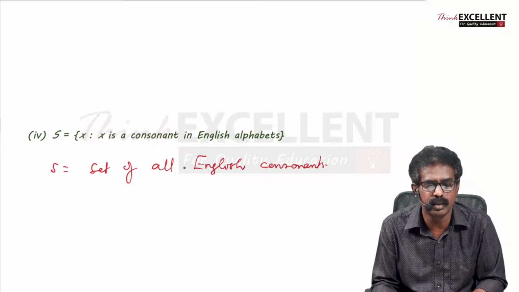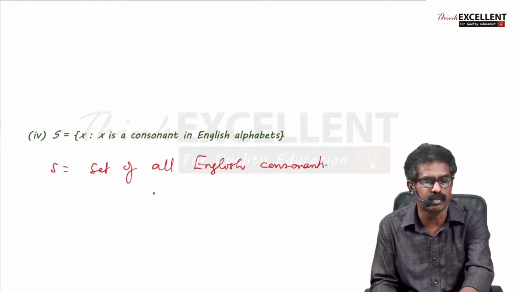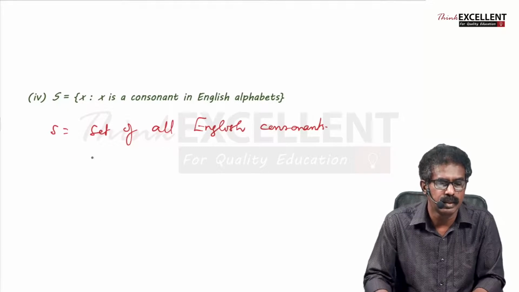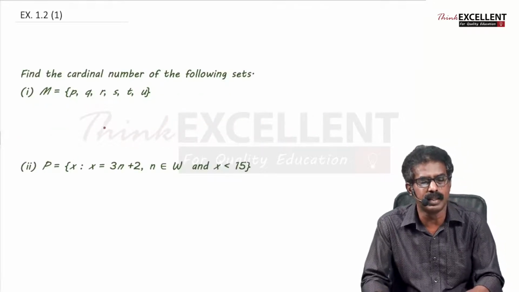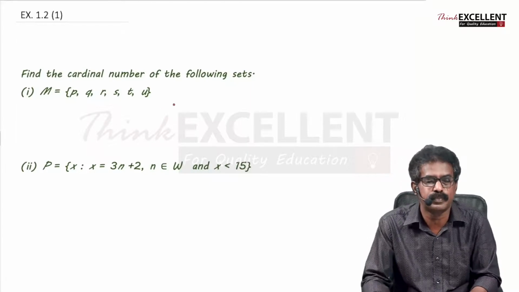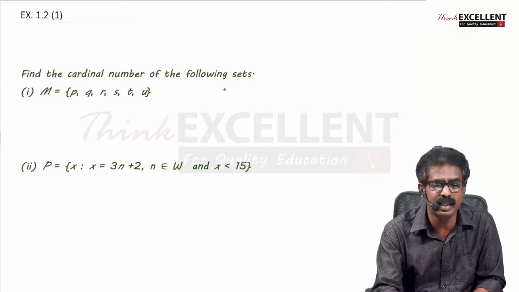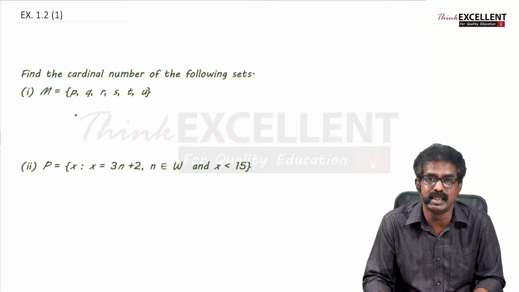Or set of all consonants in the English alphabet. Okay, so now let's move on to the second exercise. That is also a very simple thing. Look at this. Find the cardinal number of the following sets.